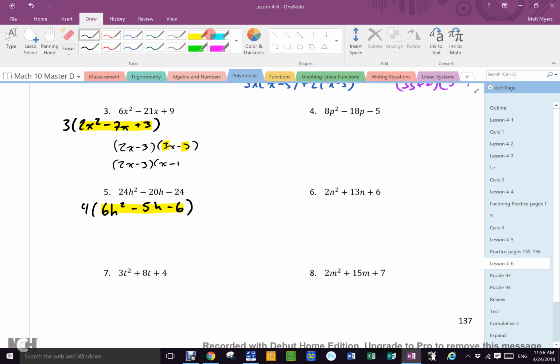This part right here, 2x times x, 2x squared. Negative 3 times negative 1, positive 3. This gets me this, and then this gets me this. Understand? Now, if I were marking that question on the 4-point scale, and you left me here, that's a 3.